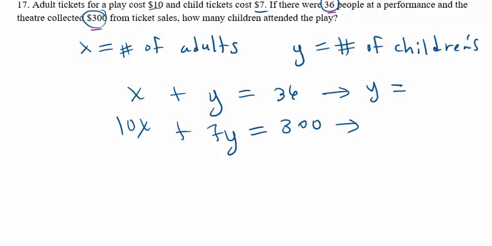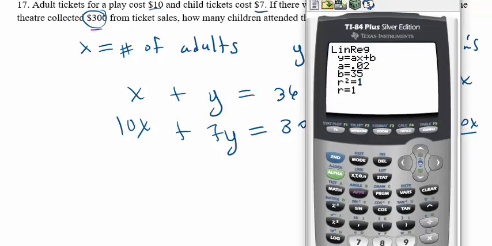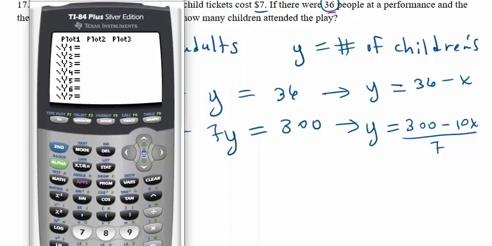First, isolate y in each equation. So in the first one, we get y equals 36 minus x. And the second one, you'll have to do a couple of steps, but I'll just write the final answer. y is equal to (300 minus 10x) divided by 7. Okay, and now in Y1 and Y2, enter each of these lines.